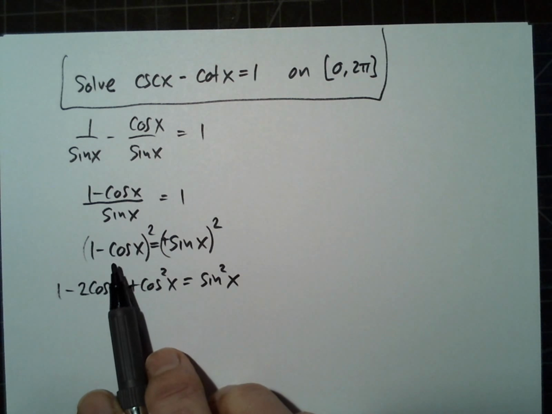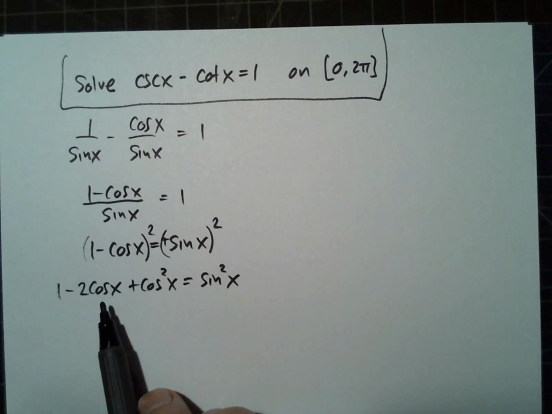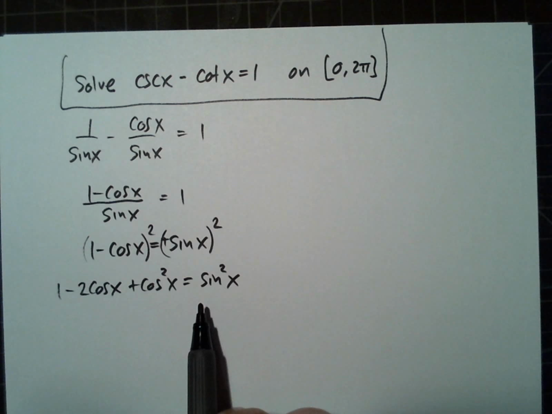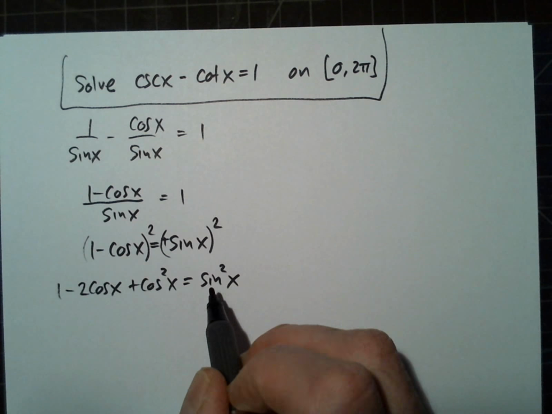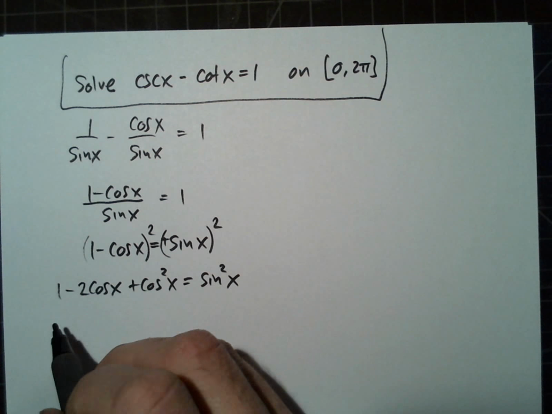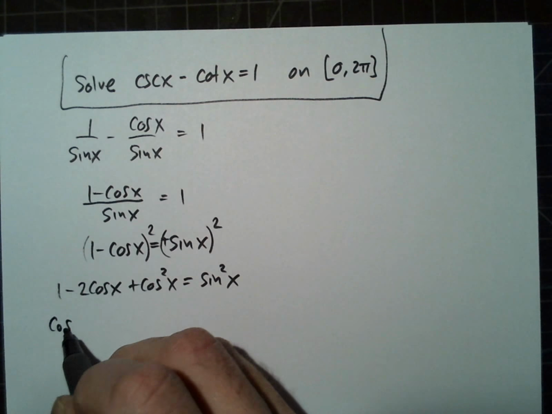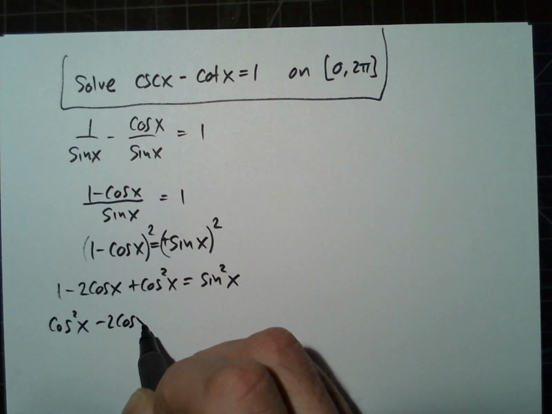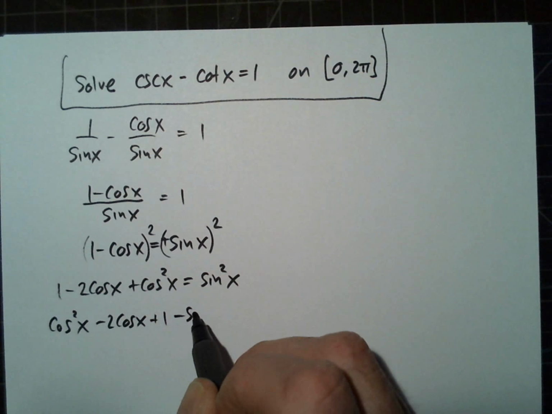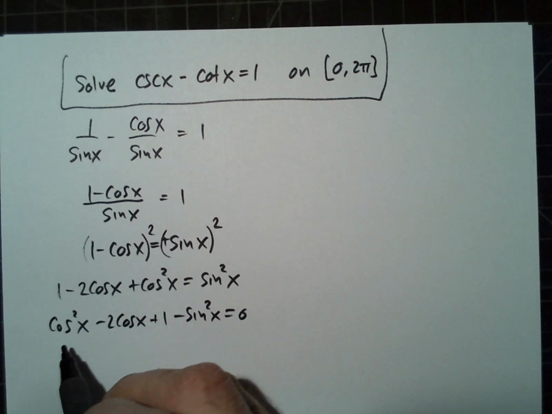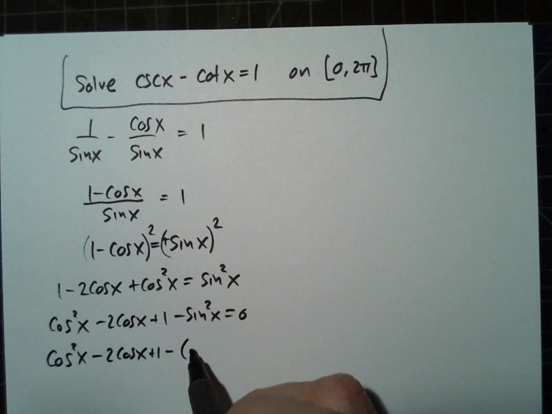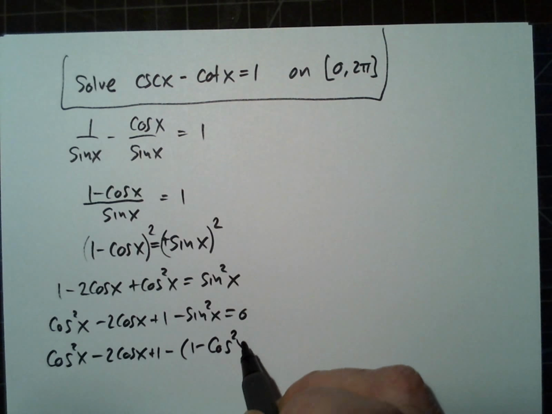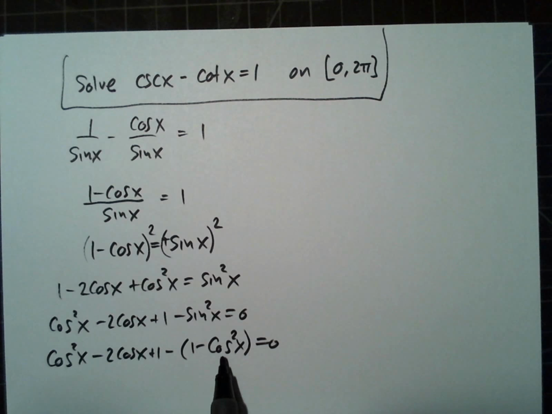So don't forget to distribute this, and we're going to end up with that middle term. And now this is going to be like one of the previous problems. Let's put everything on the left side, and we'll change that into a 1 minus cosine squared. So we have cosine squared minus 2 cosine plus 1 minus sine squared, and sine squared is 1 minus cosine squared.